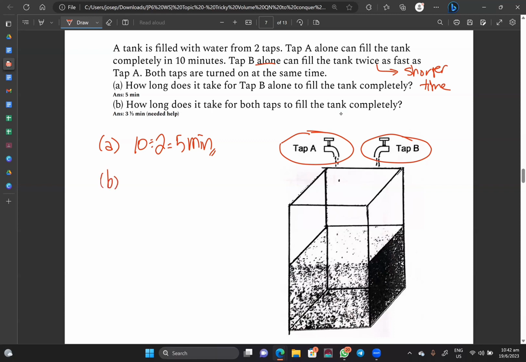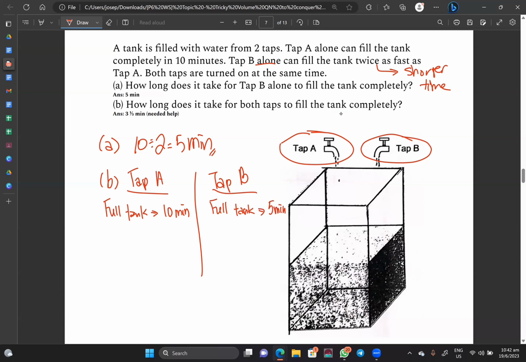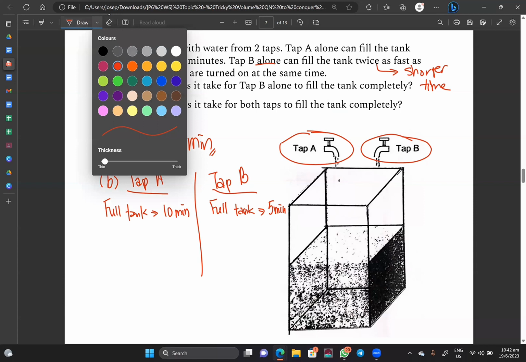Now for B, it says how long does it take for both taps to fill the tank completely? So we switch it on. For tap A itself, it will take 10 minutes to fill the whole tank. So we write down the full tank. For full tank, we will need 10 minutes. Now for tap B, it's way faster. Full tank will be 5 minutes.